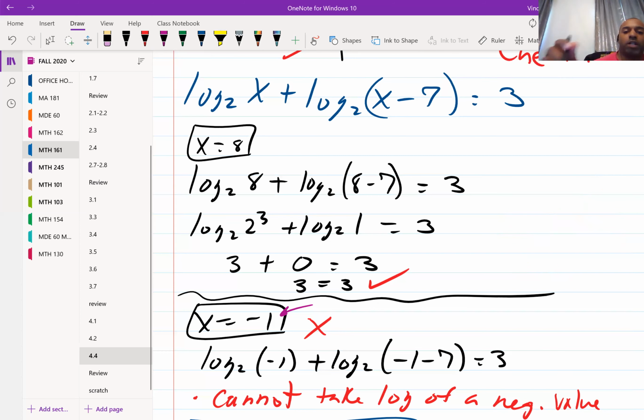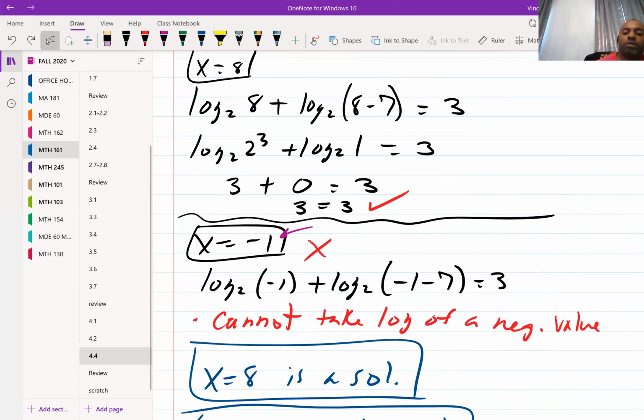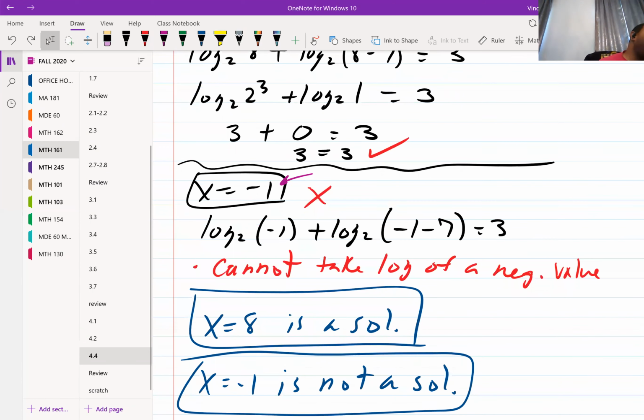And you see that when we plug in negative 1 in this case, can I take the log of that negative? See, it happens here and here. And so x equal to 8 is the only solution, and negative 1 is not a solution. All right, questions? Any questions?